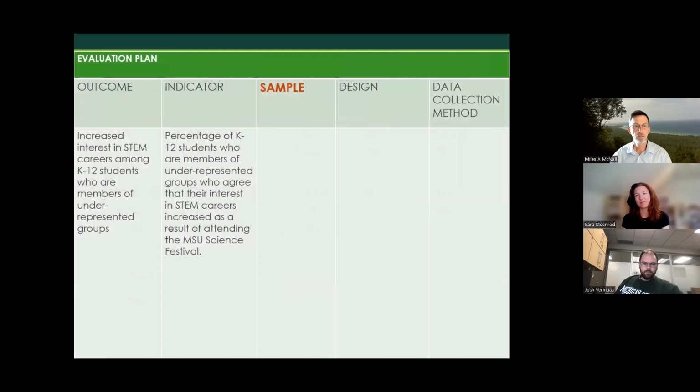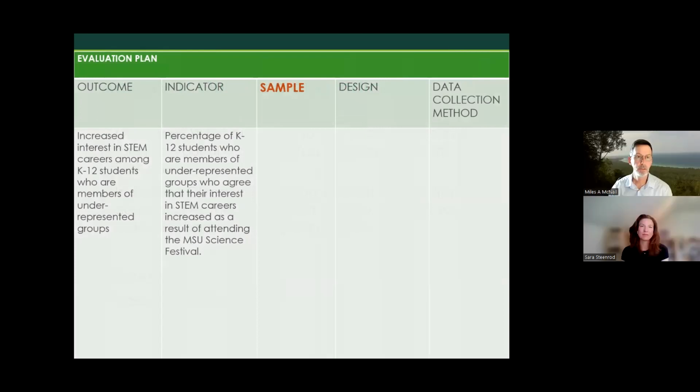So we've done our outcome. We've talked about our indicator. Now we need to think about our sample. Now that you know what information you must gather to determine whether your outcome has been achieved, in other words your indicator, you also should have in that process developed some general idea of who you will need to gather that information from. In other words, you should have some idea about your sample or your population.